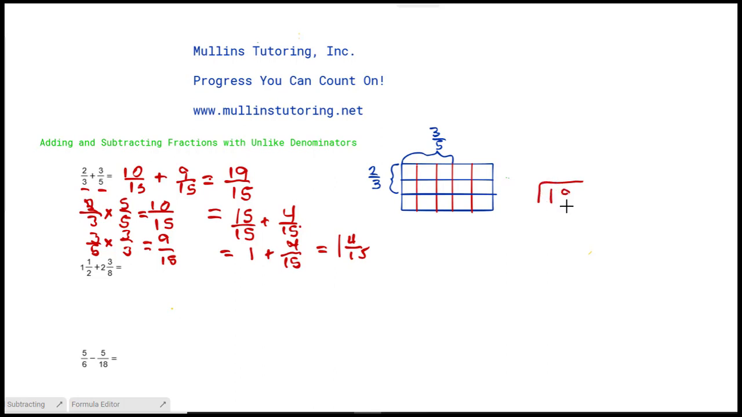You can also use division, and 19 will be inside, 15 will be our divisor. 15 goes into 19 one time, minus 15. We have that 4 remainder. So our remainder becomes our numerator, and our divisor becomes our denominator. And so we come out with the same answer either way.